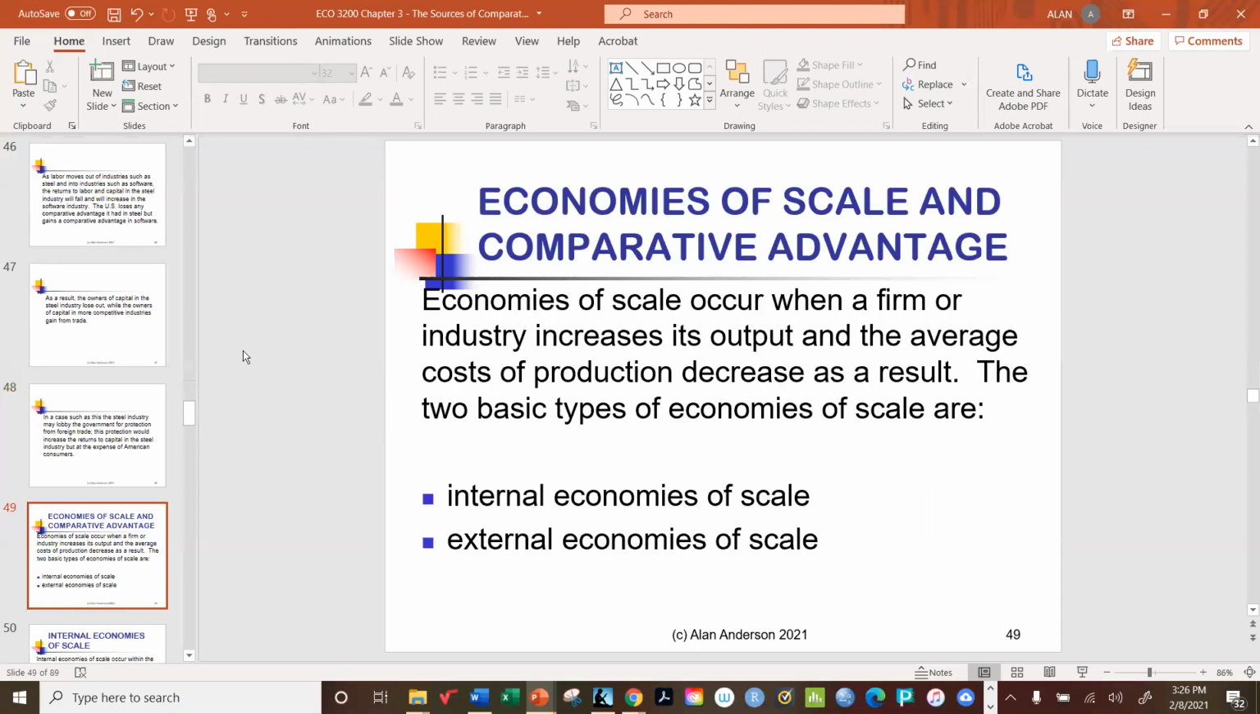Now, here's an interesting discussion. This is something, if you've had a micro class, you would have seen some of this before. Economies of scale and comparative advantage. This is one possible reason why countries can obtain a comparative advantage. Economies of scale occur when a company or an entire industry finds that as it increases its output, average costs of production are actually falling.